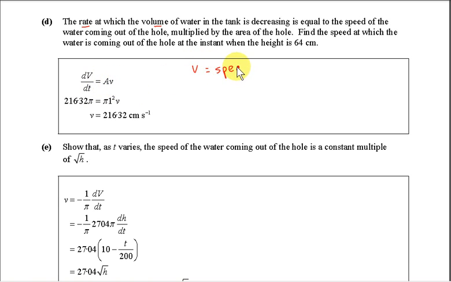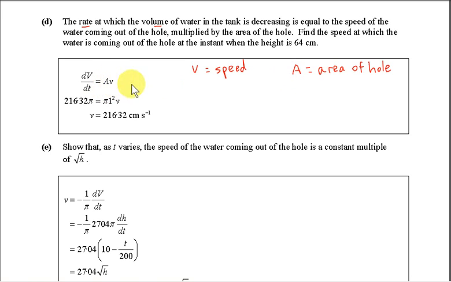You could think of it as velocity, although technically speed and velocity are not exactly the same. Velocity is a vector, whereas speed is the magnitude of the vector, but it doesn't matter too much here. The area of the hole is capital A. So we multiply the speed by the area of the hole. This formula kind of makes sense if you think about it.